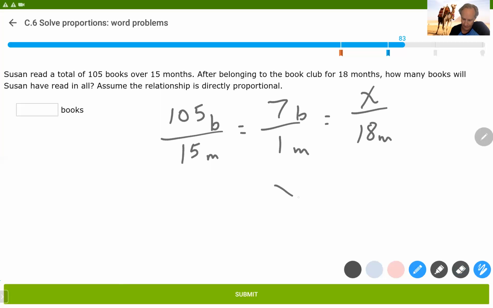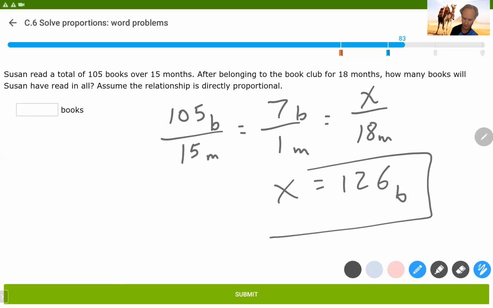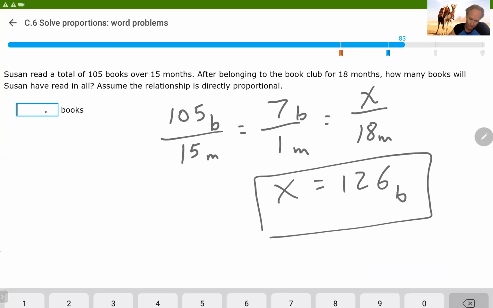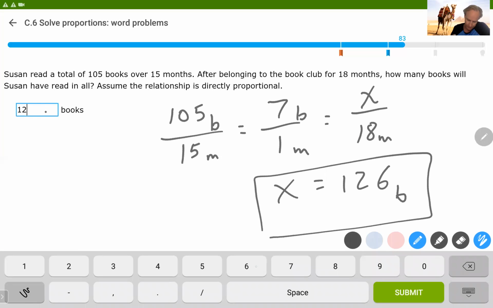And we cross multiply and we get x is equal to 7 times 18, which is 6, carry the 5, that's 126 books in 18 months. Boy, that's pretty good, if you could get that many done. 126.